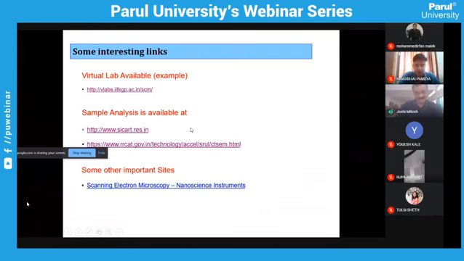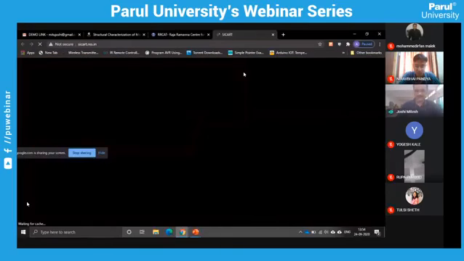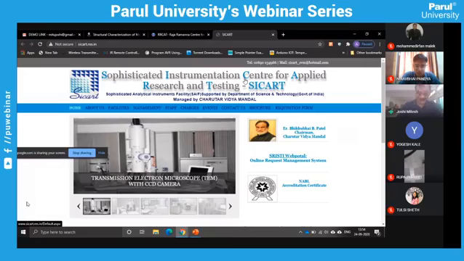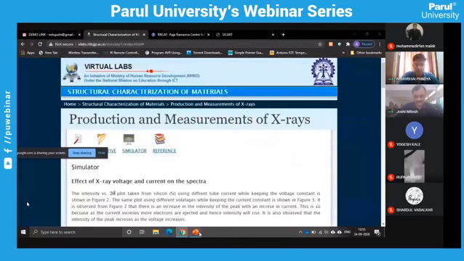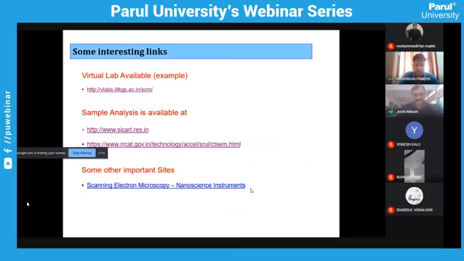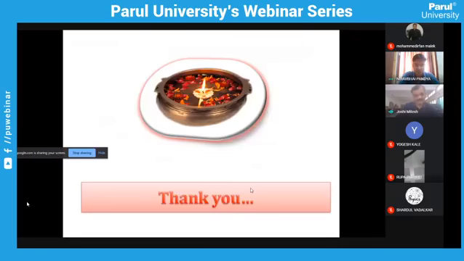We have the same scanning electron microscope in Gujarat also. There are different labs, particularly in and around Ahmedabad or Vadodara, you can say at SICART. SICART is at Vallabh Vidyanagar, and they have the unique transmission electron microscope, scanning electron microscope, and all the facilities of characterization. So this is the information I want to give. Lastly, you can also find other nanoscience instruments. And thank you.